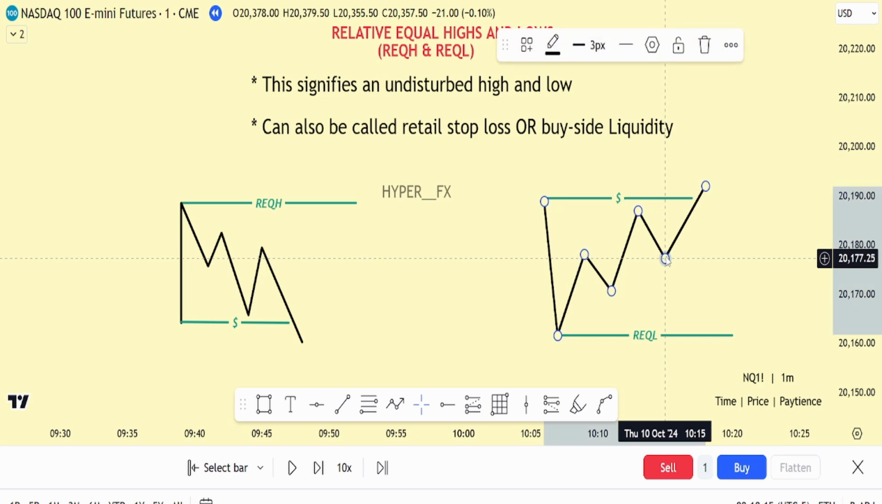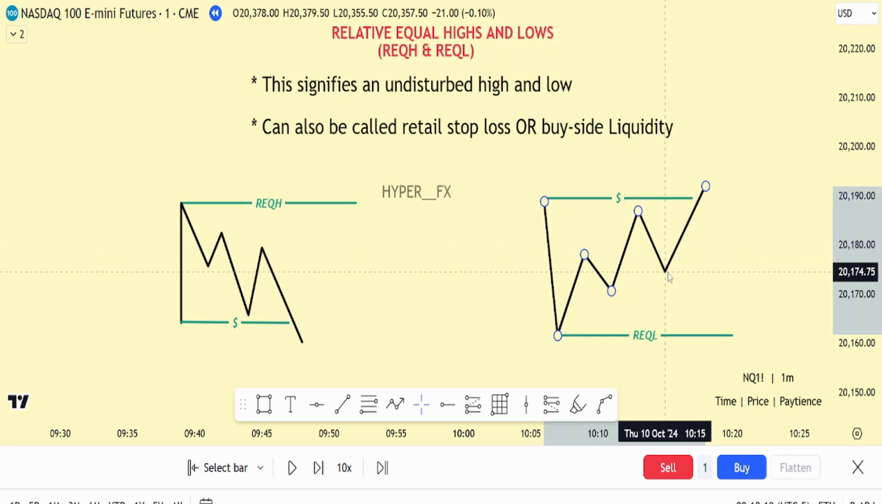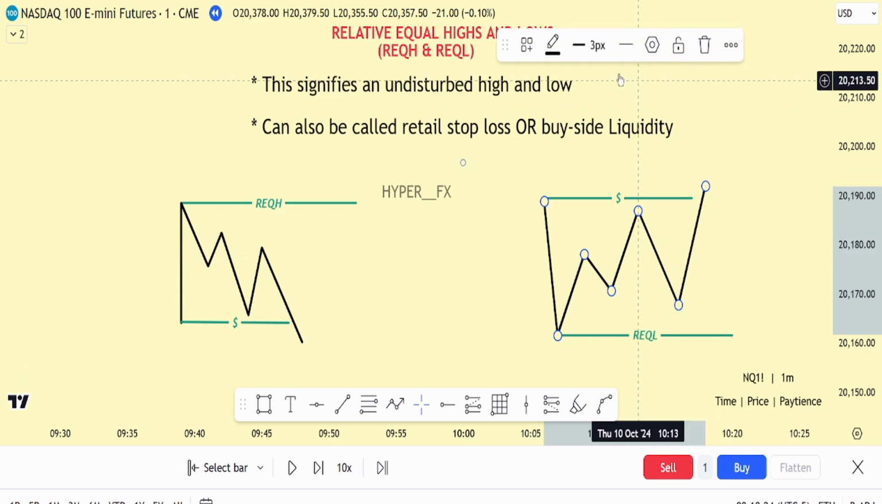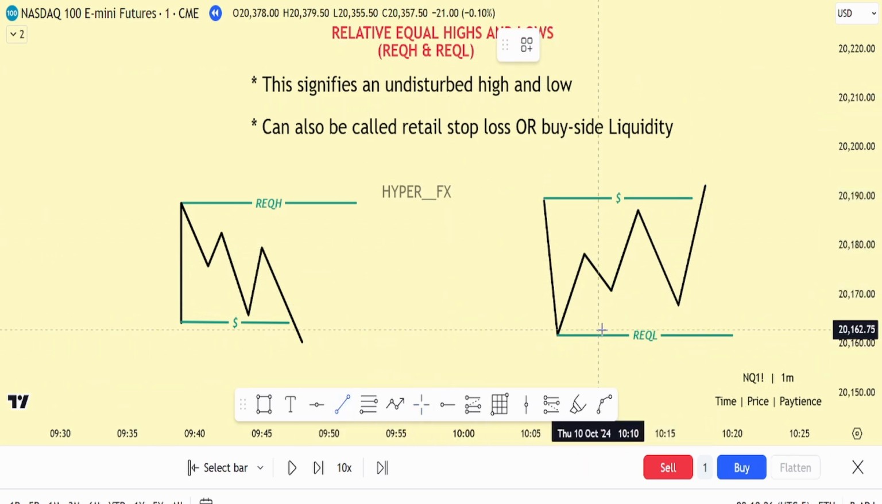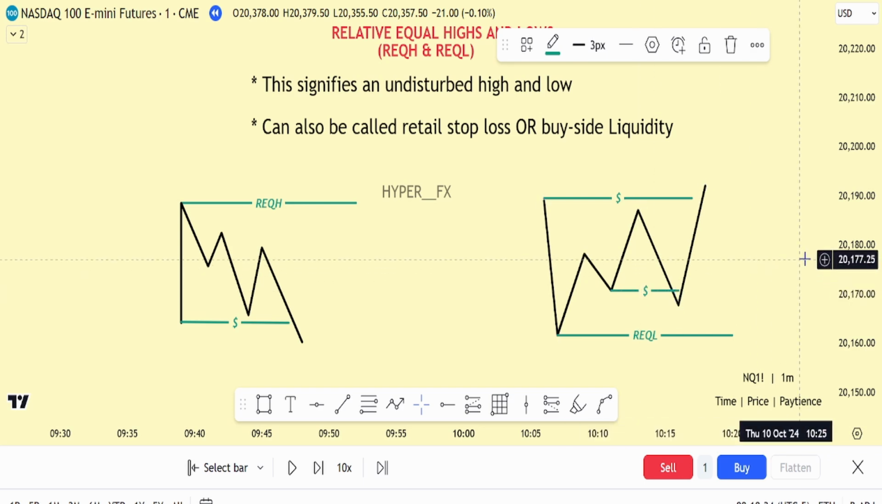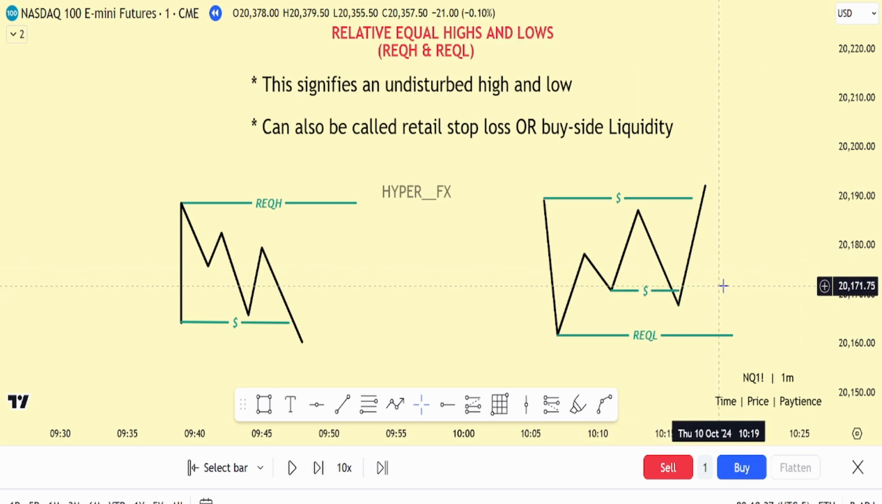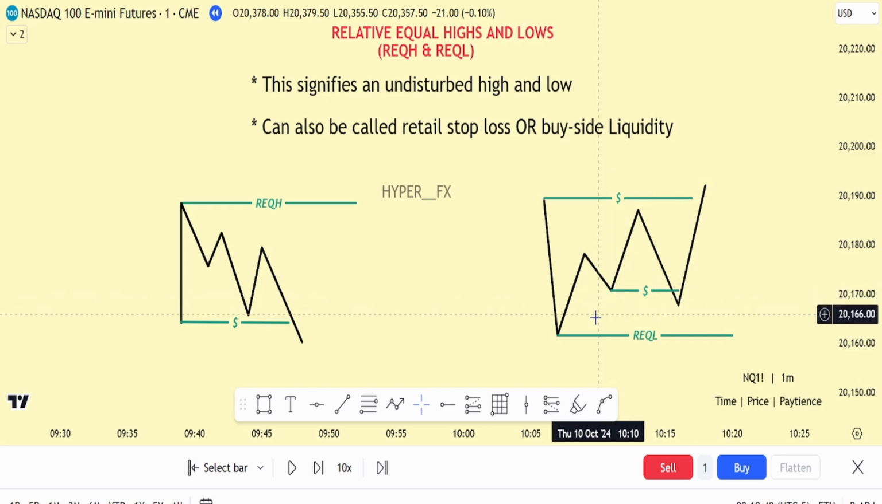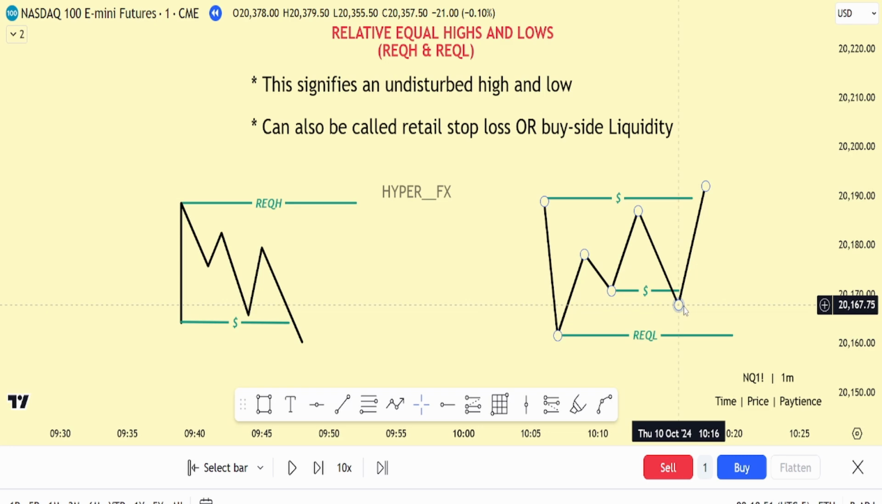So let us assume that price came down like this. I'm going to quickly use this tool to indicate this break of structure. So what do we have here? Even though price has already swept this low here, relative to this low, it is still a relative equal low.